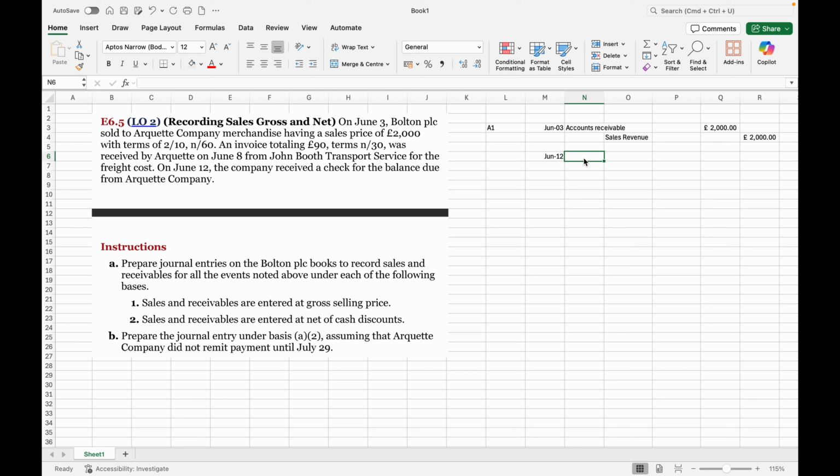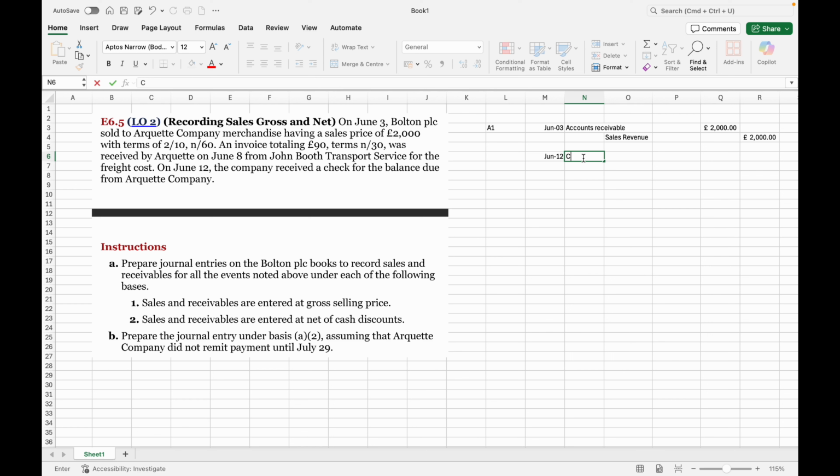And then on June 12th, Arquette Company has actually paid the total amount. So we can recognize that they have used the discount, because it's within the 10 days after the sale. And because it's within the first 10 days, we can say that yes, there has been a discount of 2%, and we will recognize it. And yes, we will receive only 98% of the sales price from Arquette Company. And this is how we're going to record it.